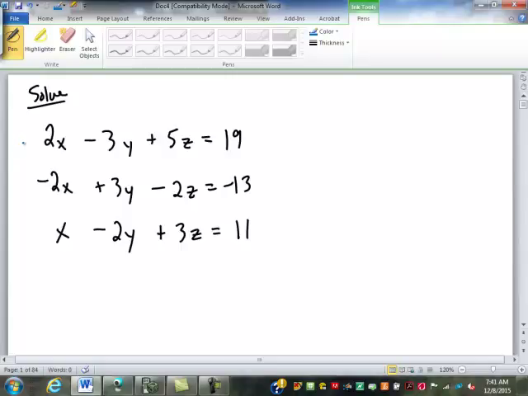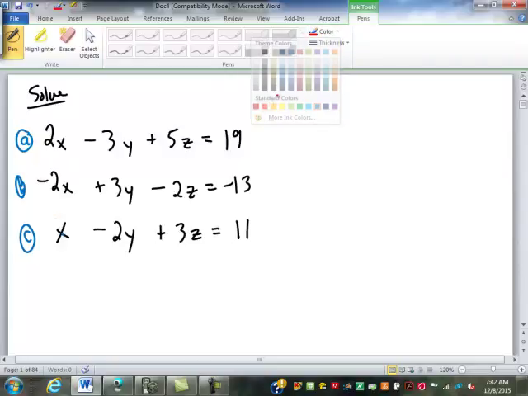I'm going to label them equations A, B, and C so we can refer to them quickly. Now, I prefer to use elimination. This one's not set up to work for substitution well at all, because the only variable you can really solve for easily would be x here in equation C. But elimination works pretty well.